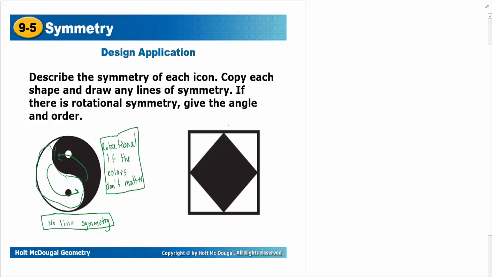All right, so next one, we got some line symmetry. If you look here, you could draw a line down here. So there's one. We could have a line here, which is 2. And I also could draw lines here for 3. And 4. So I have 4 lines of symmetry.